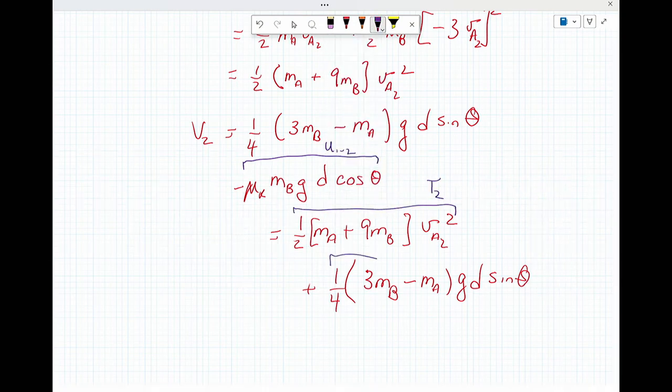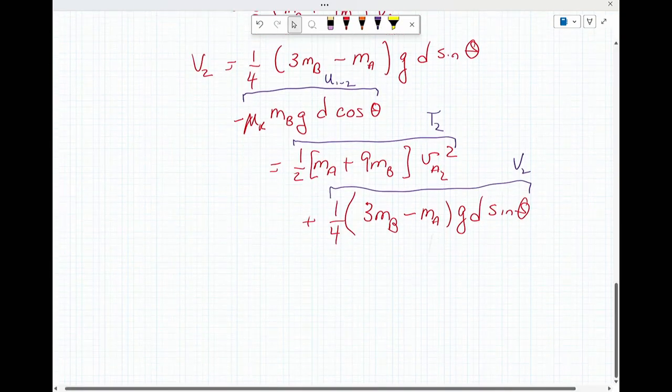T2 and V2. So you have all of the terms that you need and all of the expressions written out in this particular case. So what's your unknown? Your unknown is VA2. You know everything else. You aren't going to solve it this way, but it is a better way to solve it.